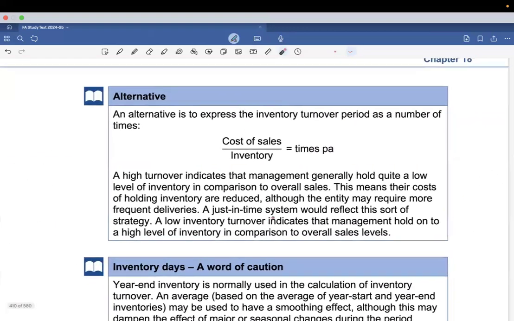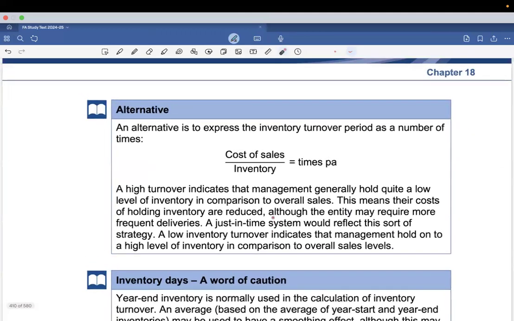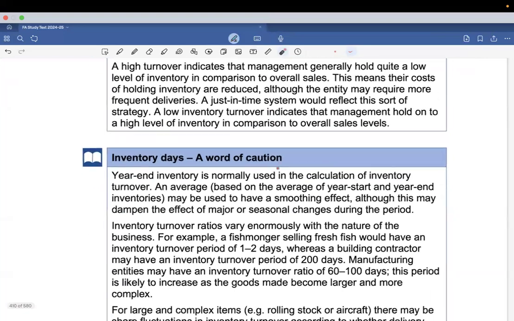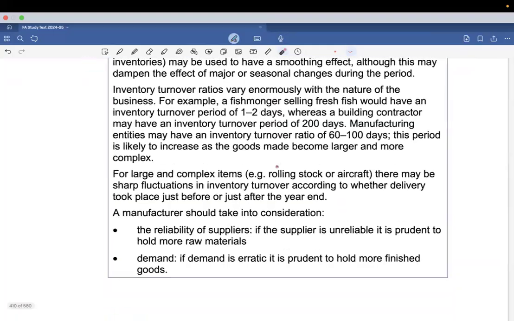Now, there is something called the inventory turnover ratio. The inventory turnover ratio is cost of sales divided by inventory. We calculate it to understand how many times inventory gets converted into sales. So the equation is inventory turnover ratio equals COS divided by inventory. Whatever amount you get, you represent it in terms of times. Next one, inventory days.